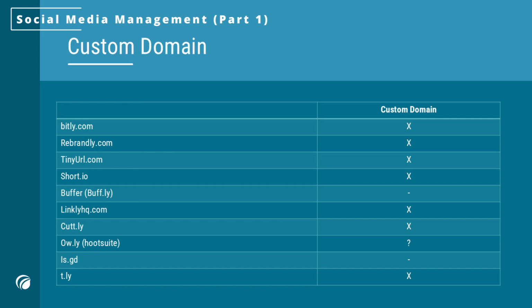Cutly supports custom domains. Owly. I couldn't test the settings. Is.gd does not support custom domains. Tiny supports custom domains.